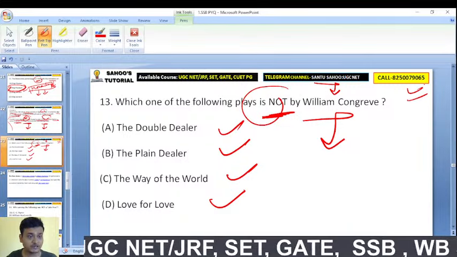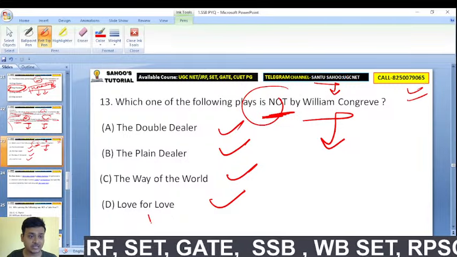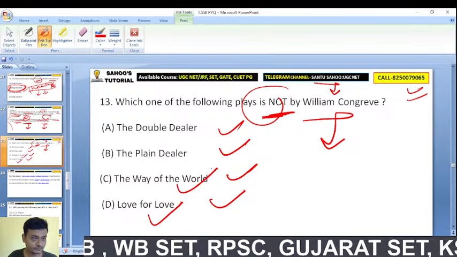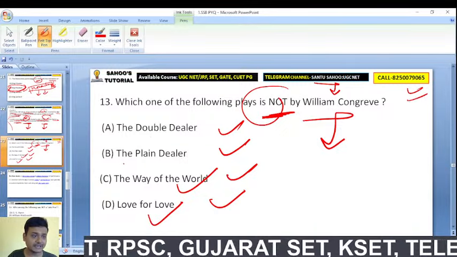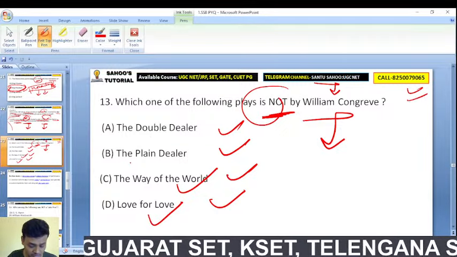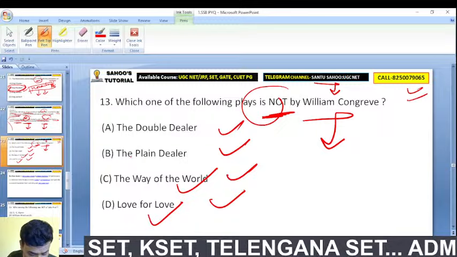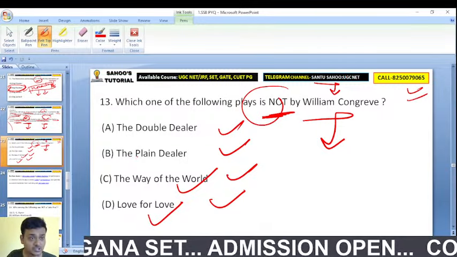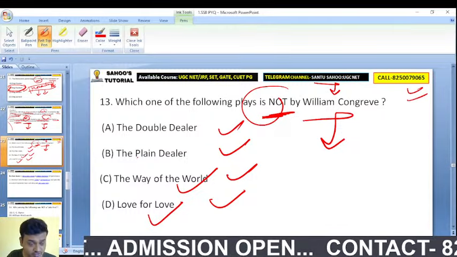Here, Love for Love is a work by William Congreve. The Way of the World, Double Dealer, The Plain Dealer. Have you answered all? Which question are you answering? Please do let me know.